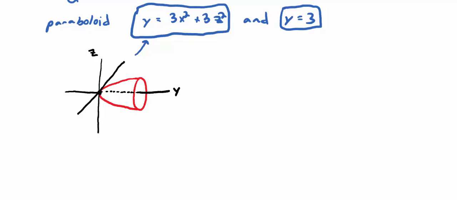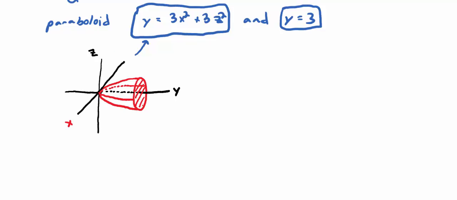And then where do we cut it off? What gives you the cap of this solid? y equals 3 is a vertical plane parallel to the xz plane, right? And it's going to cut this thing off, because otherwise the paraboloid would just open forever and ever. By the way, another trace of the paraboloid would be in the xz plane. It might look something like that.